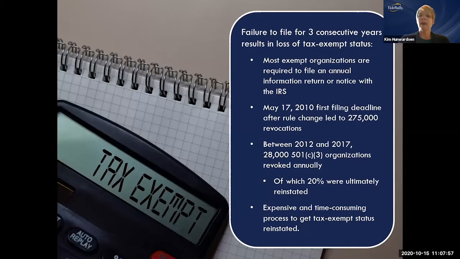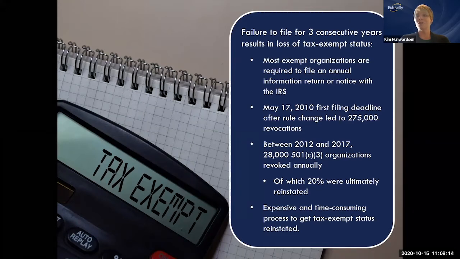And then failure to file for 3 consecutive years actually results in the loss of tax exempt status. This was a change, boy, it's been 12 years ago that these rules went into effect, because before that, those very small organizations didn't have to file a 990 if they were under the 50,000 gross receipts. So many organizations were out there, the IRS wasn't receiving anything from them on a regular basis, and so they didn't really know if those organizations existed or not.